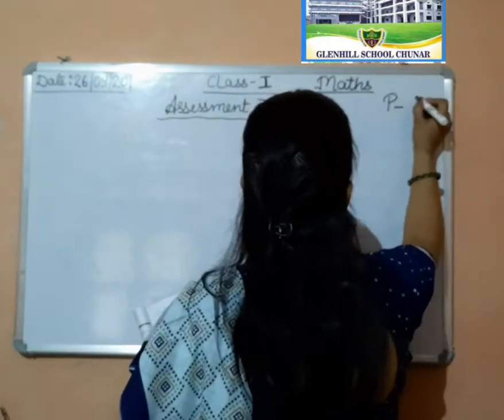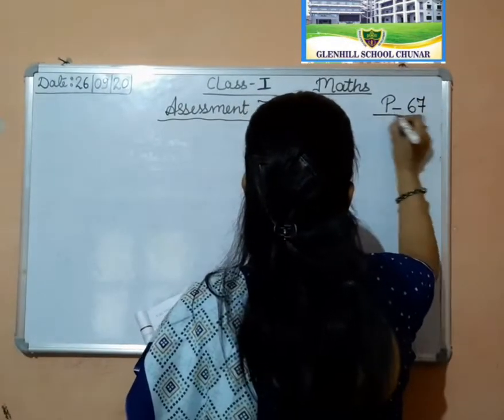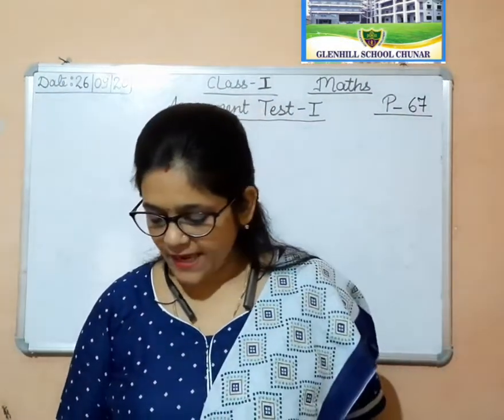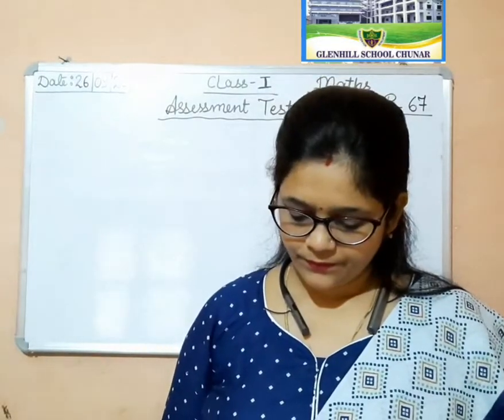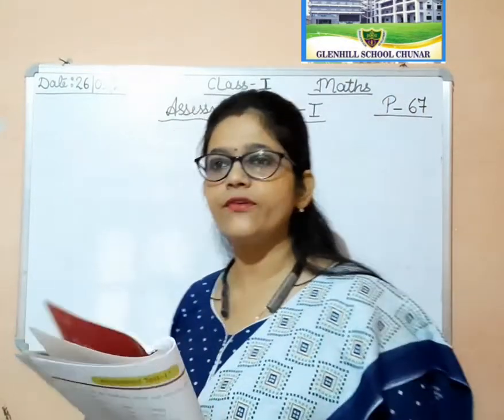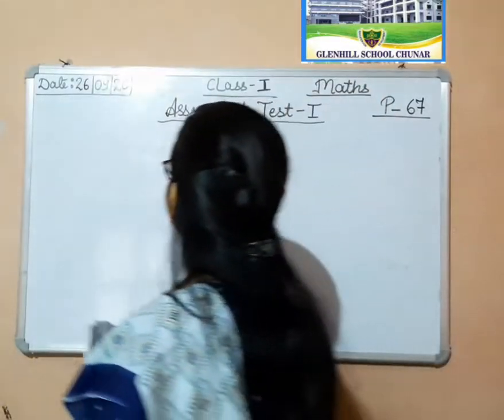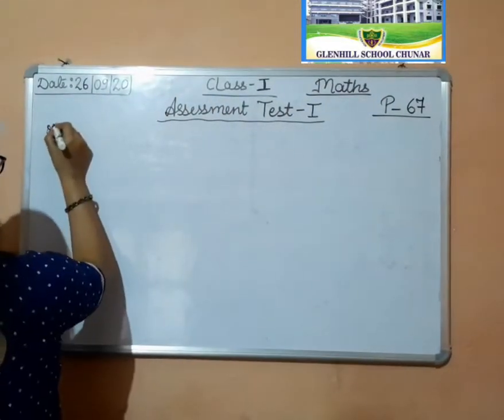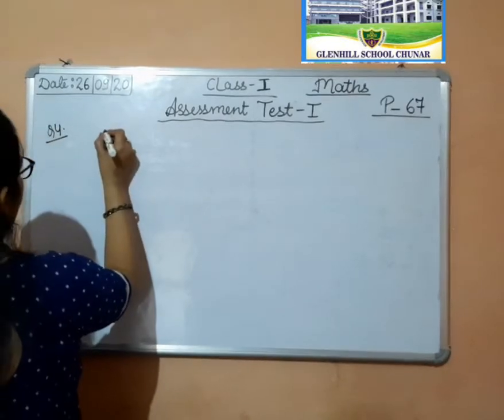Page 67. So everyone do it fast. Take out page number 67, open page 67. You all have opened? Okay. Okay, now see question number 4. Write 6 numerals in increasing order from 4. Okay. Question number 4. What you have to write?